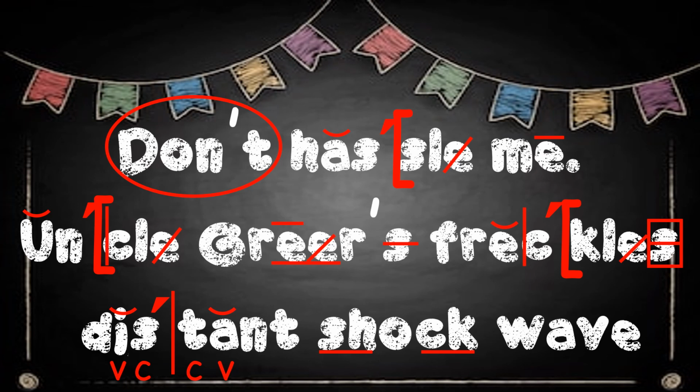Now, since this is digraph CK, what should I do? You're right. Let's cross out the C because it only makes one K sound. Now, let's look at our vowel. A vowel followed by a consonant is short, and we code it with a breve. And now let's look at our last word. Look at the end of the word. There is sneaky E. Remember, sneaky E is silent, and it's going to jump over and make the A long and say its name. Let's go ahead and read this phrase. Distant shock wave. Wow, that's another interesting phrase today.